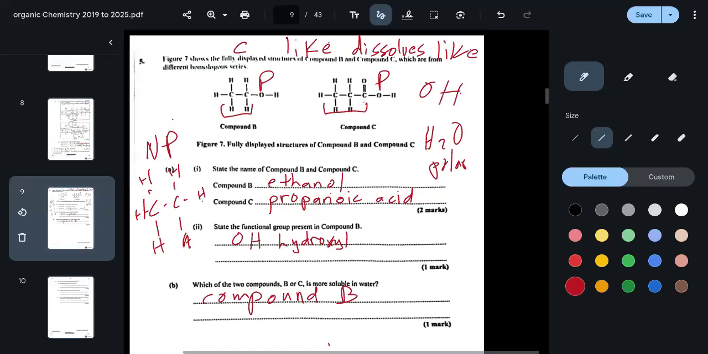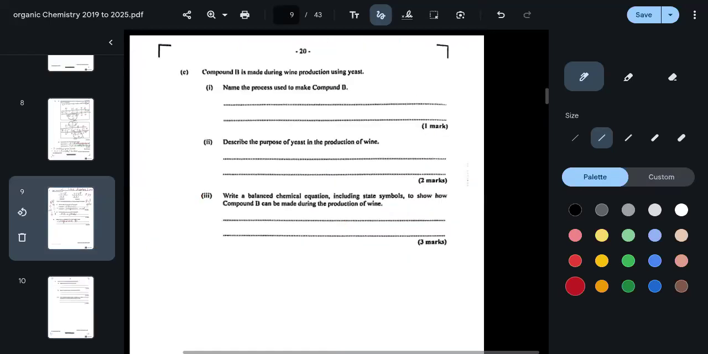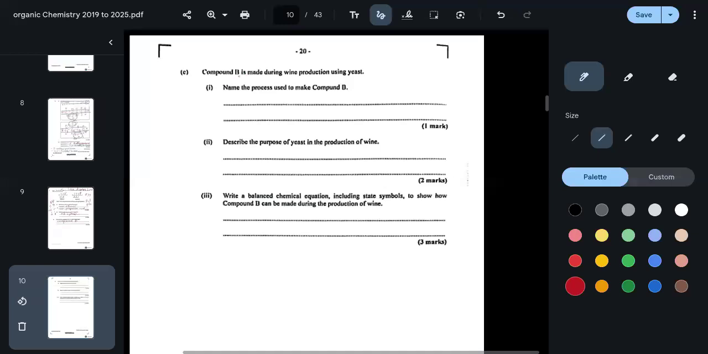All right, 5AB. Then it says compound B is made during wine production using yeast. Name the process used to make B. Anybody know the name of this process? It starts with F. Yes, fermentation. Right. Fermentation.